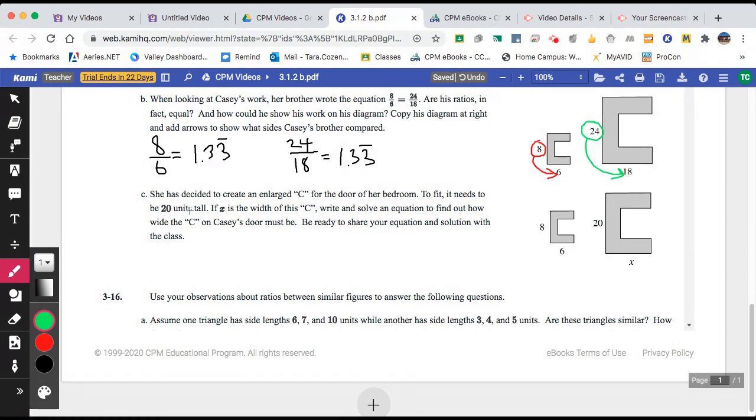So now let's go down to letter C. She has decided to create an enlarged C for the door of her bedroom. To fit, it needs to be 20 units tall. So that's here. We've got our 20 units tall. If X is the width, and X is down here at the bottom, you're going to write and solve an equation to find out how wide the C on Casey's door must be. So you're going to solve for X here. Be ready to share your equation and solution with the class.